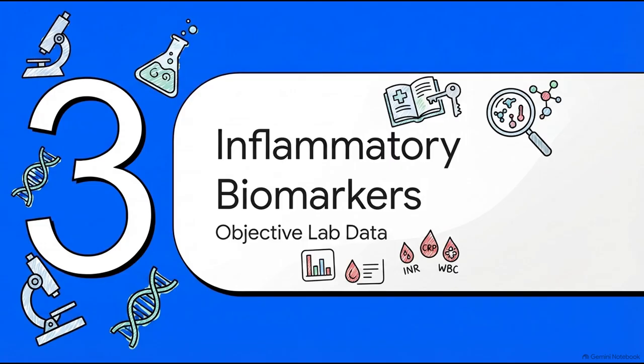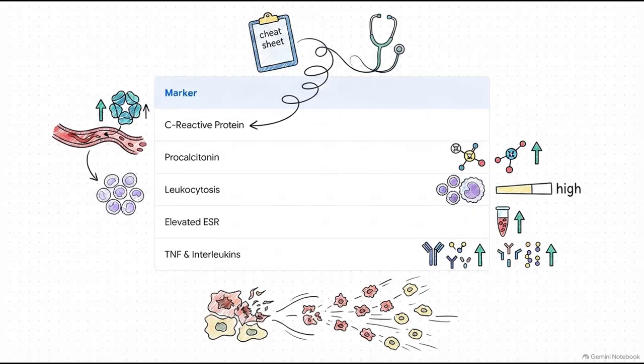Section 3. Decoding inflammatory biomarkers. Now consider this your ultimate daily cheat sheet for the key lab indicators used in chart analysis. When tissue damage happens, the body dumps specific markers right into the bloodstream. We're looking for elevated C-reactive protein, or CRP, and procalcitonin.